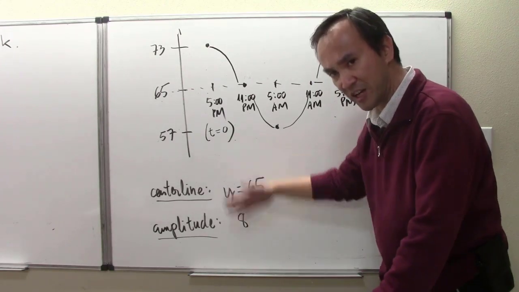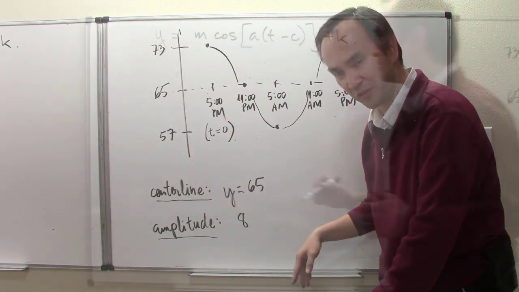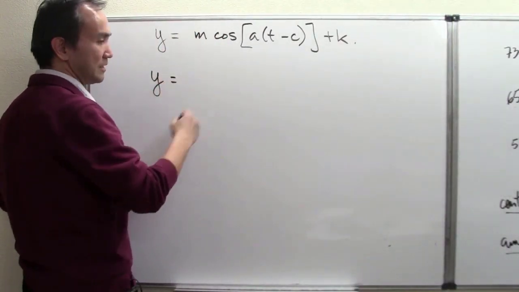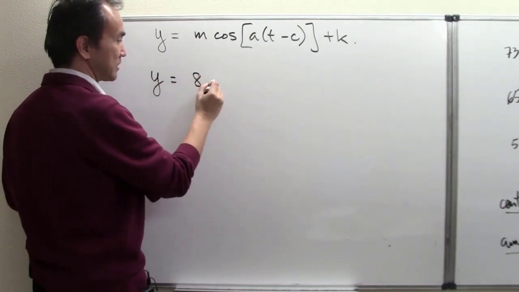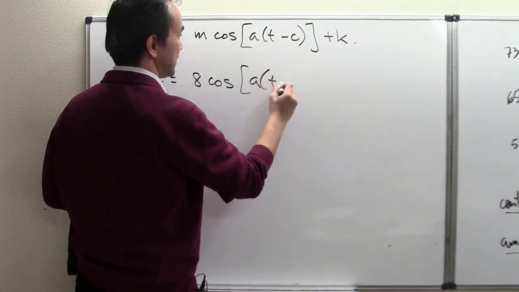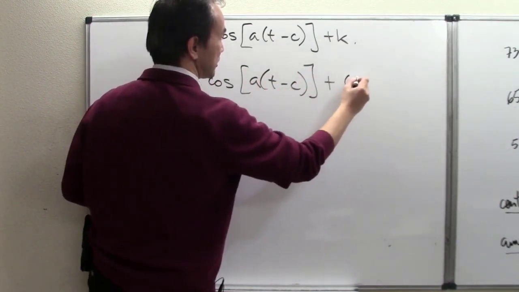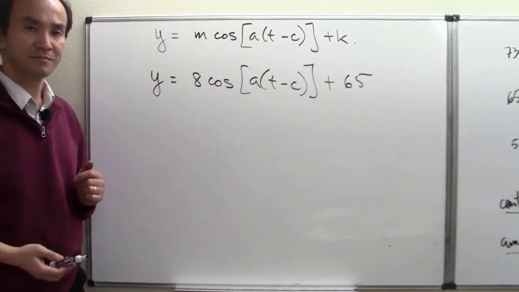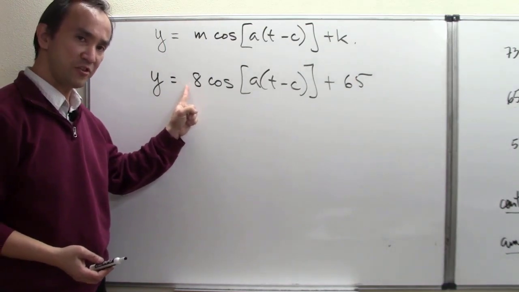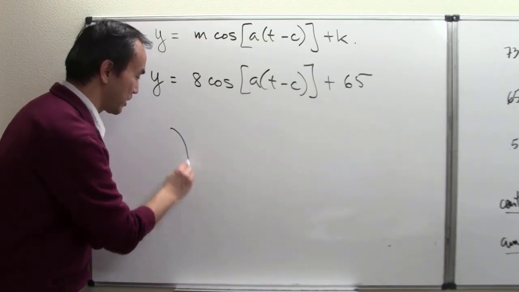And so now I have enough information to come back to the other board and partially fill in my function. So now we can partially complete our function as y equals 8 for the coefficient times cosine of, we haven't found a, let's leave it there, t minus c, plus, but now that center line here is 65. Okay, and so now I don't need to have a negative in my coefficient in front of the cosine function, simply because the shape of our cosine was already in its ordinary form.